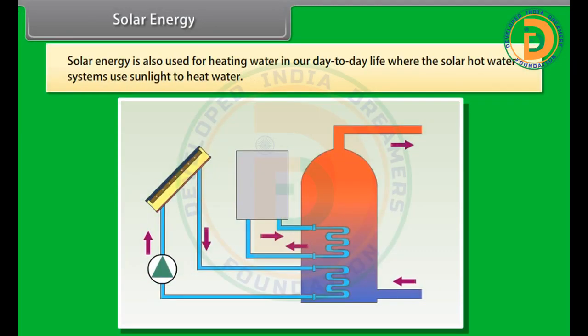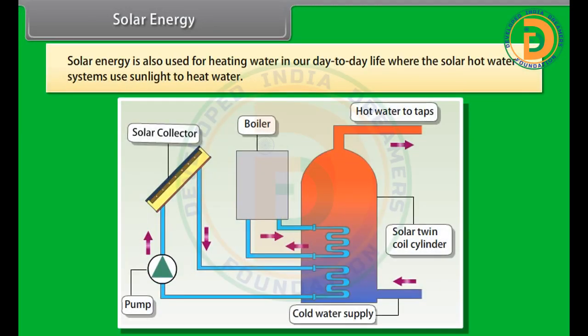Solar energy is also used for heating water in our day-to-day life, where the solar hot water systems use sunlight to heat water. In low geographical latitudes, the domestic hot water usage is provided for with temperatures up to 60 degrees Celsius by solar heating systems.